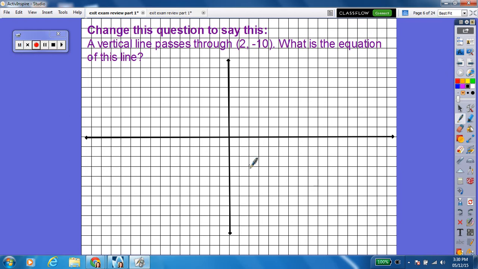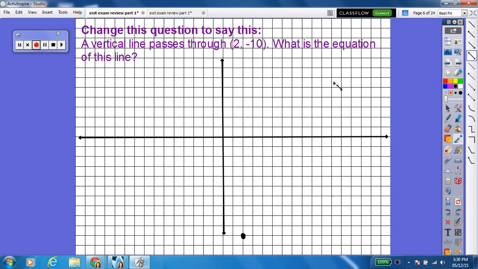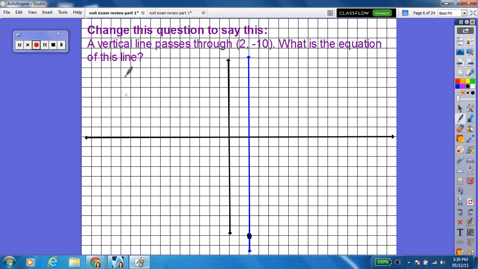So 2, -10: 1, 2, 3, 4, 5, 6, 7, 8, 9, 10 is right there. And it says it's a vertical line that passes through this point. So I'm going to go ahead and draw a vertical line passing through this point. And it's asking for the equation of this line. So a couple things you could do. You could just list a couple of points on the line if you want and graph. So this is 2, 0. This point's 2, 3. This point down here was 2, -10.